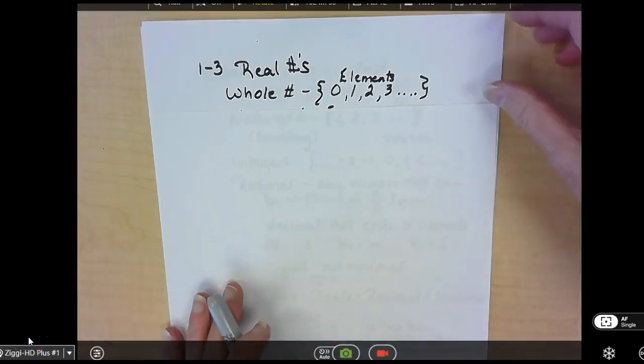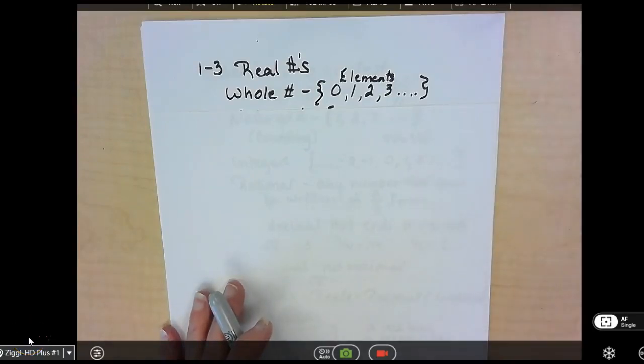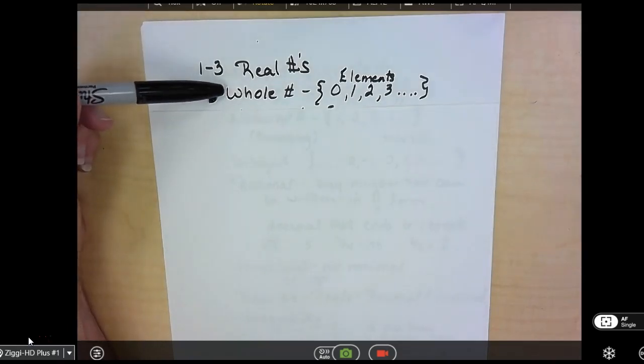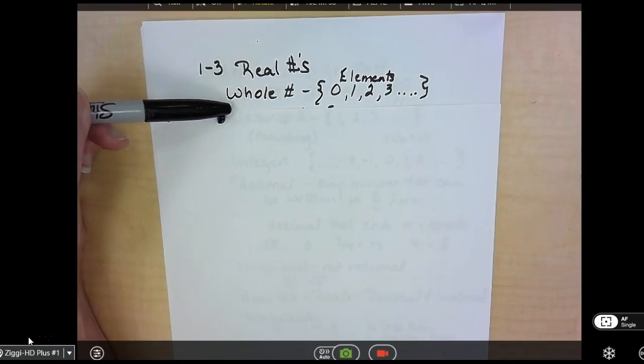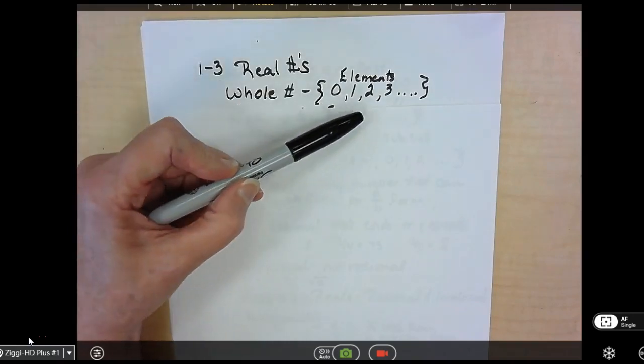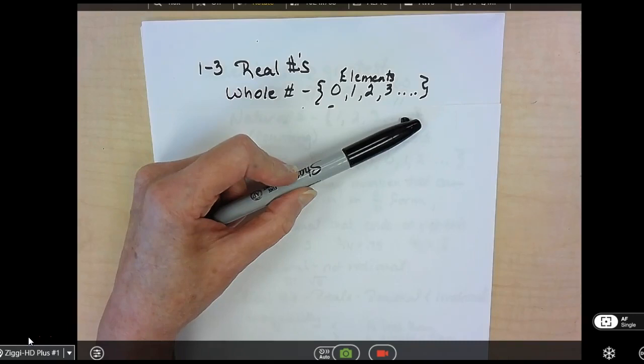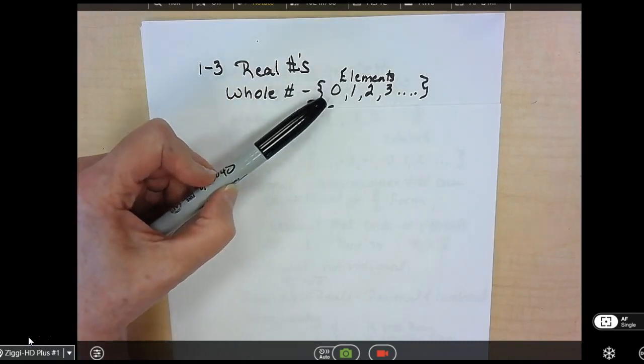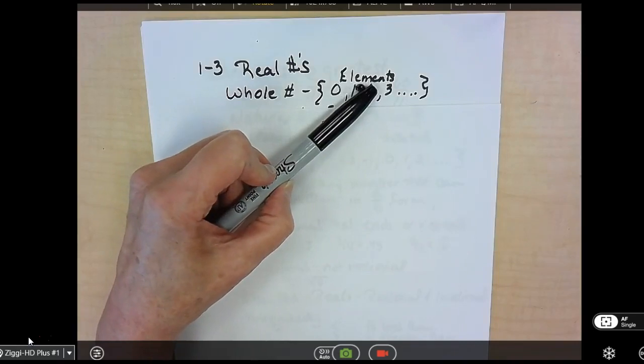Today we're going to be doing 1-3 and 1-4. A lot of 1-3 you already know again, so I'm going to review it rather quickly. So 1-3, real numbers. Some of the numbers you already know are whole numbers. Starts at 0, 1, 2, 3, continues counting up. These numbers in the set, it's in brackets, are elements.